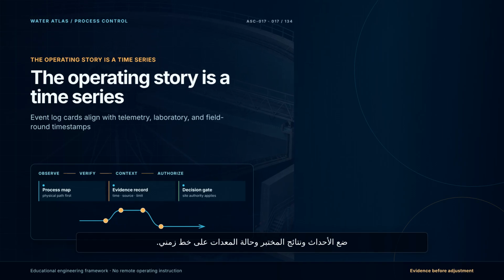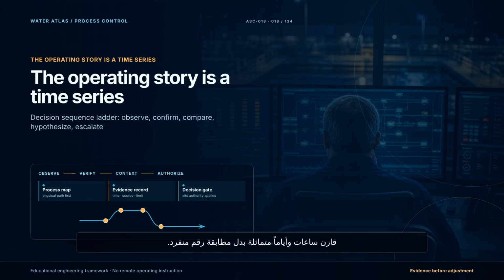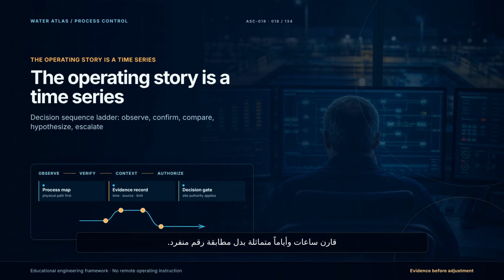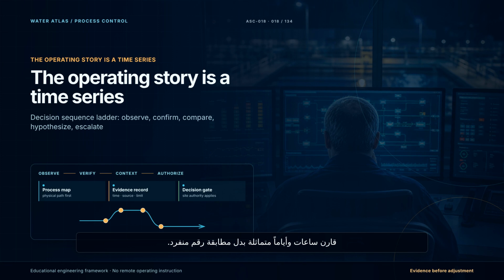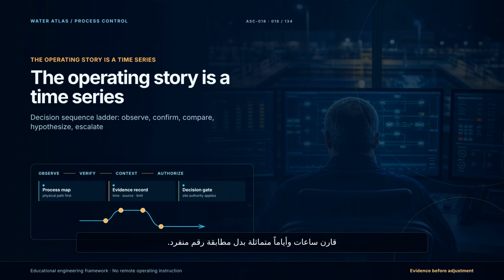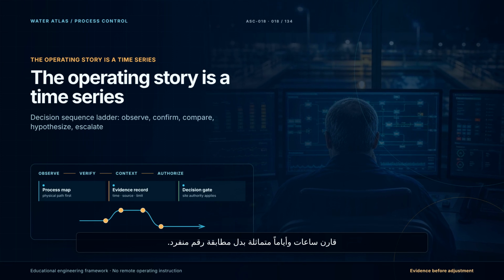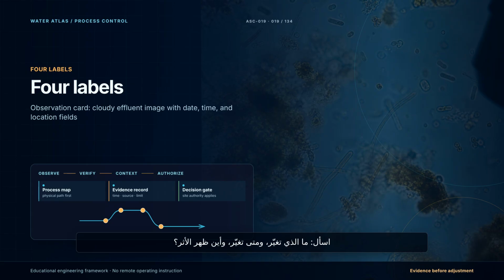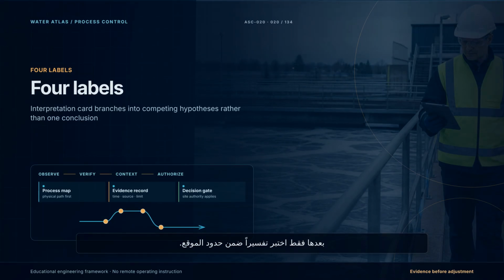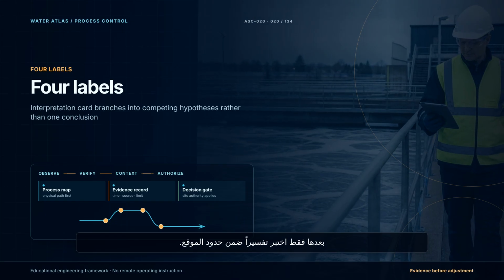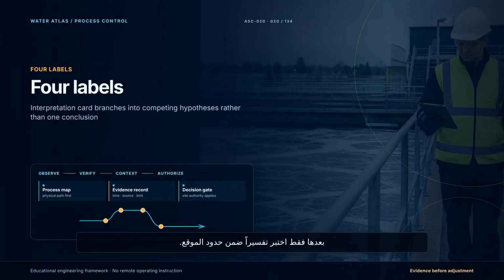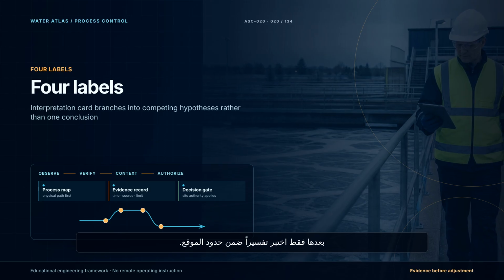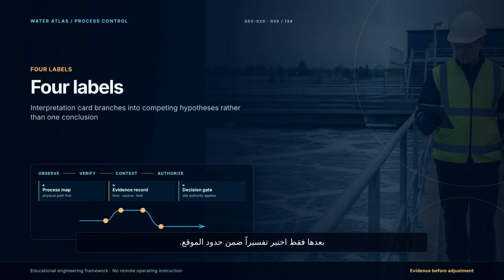A useful diagnostic record combines time-stamped observations. It asks what changed first, what changed next, and which measurements move together. Process control guidance treats observation, testing, interpretation, and adjustment as a connected operating cycle rather than isolated tasks. In this episode, every question follows that sequence. Observe the condition, confirm the data, compare it with the plant's own normal pattern, check competing explanations, escalate only through the plant's approved decision process.